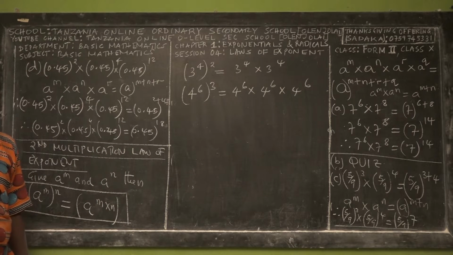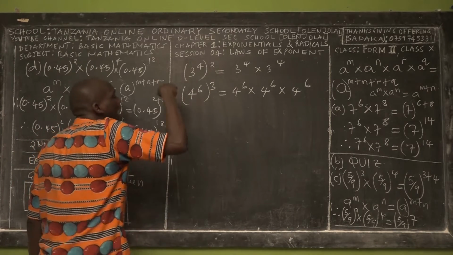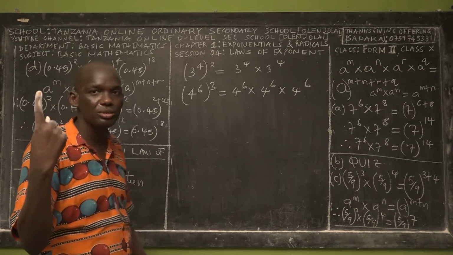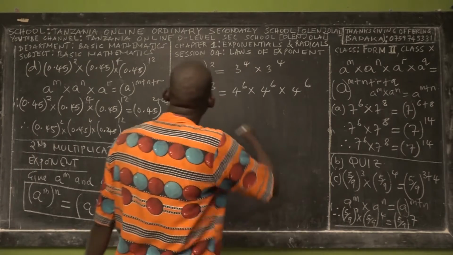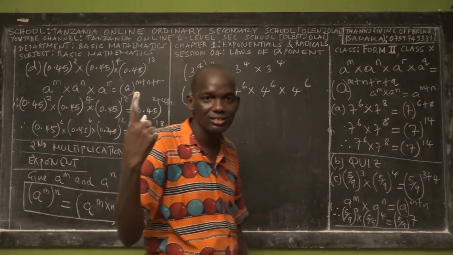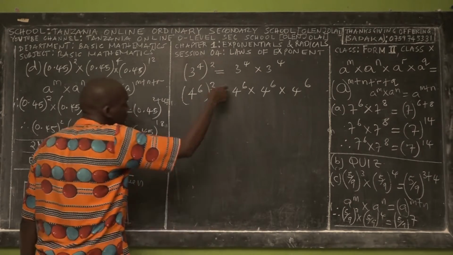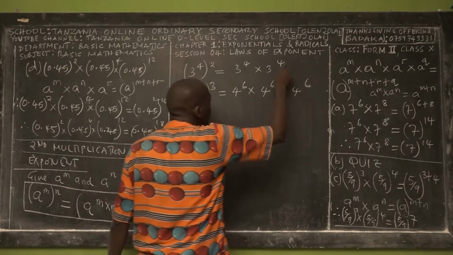That's the meaning of this 3. It means this 4 power 6 has to multiply itself 3 times. This 3 power 4 has to multiply itself twice. So in mathematics, instead of writing the expanded form like this, we just write that this is equal to what?